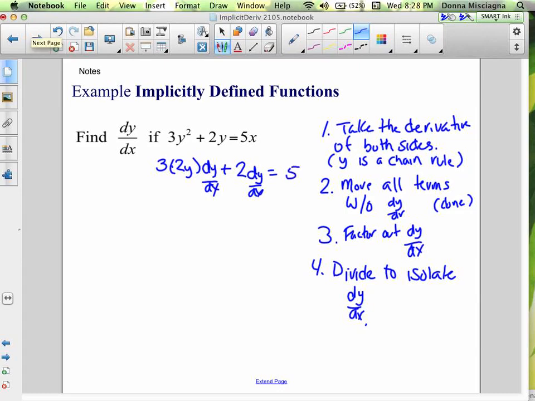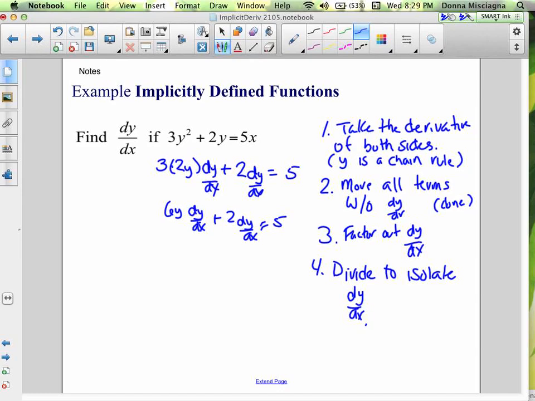All right, so let's just simplify that a little bit. That's just 6y, and you didn't have to do that as 2 steps. I just want to make sure you saw that you had to multiply 3 times 2. So we have 6y dy/dx plus 2 dy/dx equals 5. We already have all the terms with dy/dx's on one side. That's why it says move all the terms without a dy/dx, done. Right? It's already, the term without the dy/dx is already on the other side of the equation.